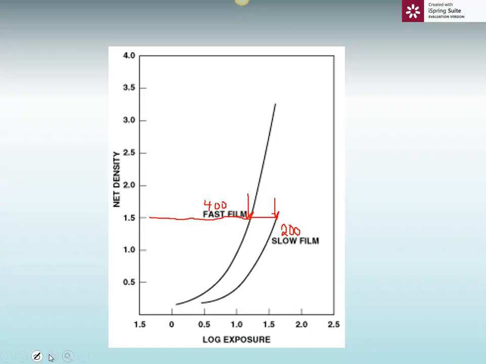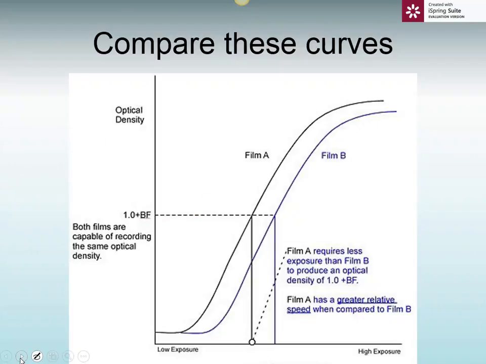All right, here's two more. If you compare these curves, their position along the x-axis tells you their responsiveness or the speed. Film A is faster than film B. Film A requires less radiation to get a response than film B does. So the speed of film A is greater as opposed to B.